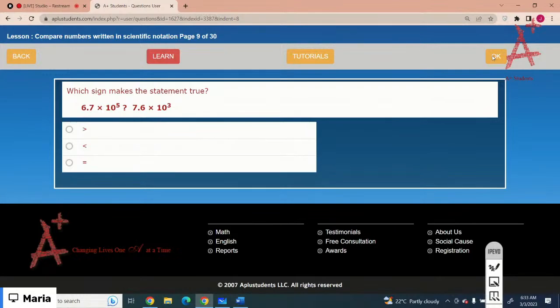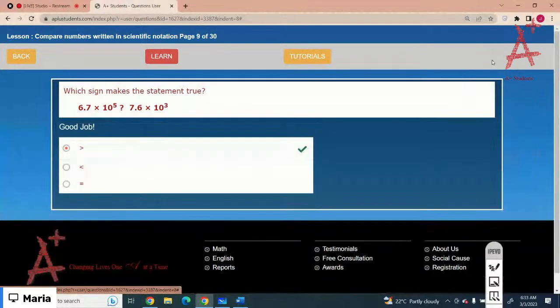Okay, 6.7 times 10 exponent 5 and 7.6 times 10 exponent 3. So which is the correct one? Exponent 5 is greater than 3. Got it? That means 6.7 times 10 exponent 5 is greater than 7.6 times 10 exponent 3. Got it? Option number 1 is the correct option.